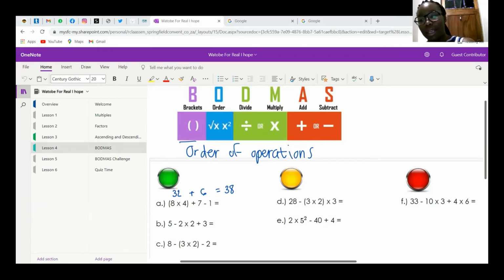Can I ask Ntepeng, do you want to unmute and help me answer the second one? Okay, can we do 5 minus 2 times 2 plus 3? Okay, you want to go give it a try?